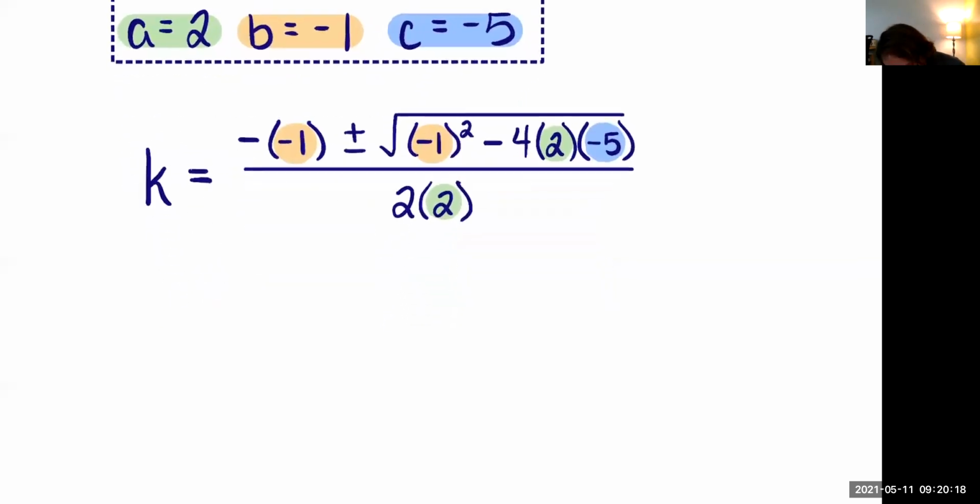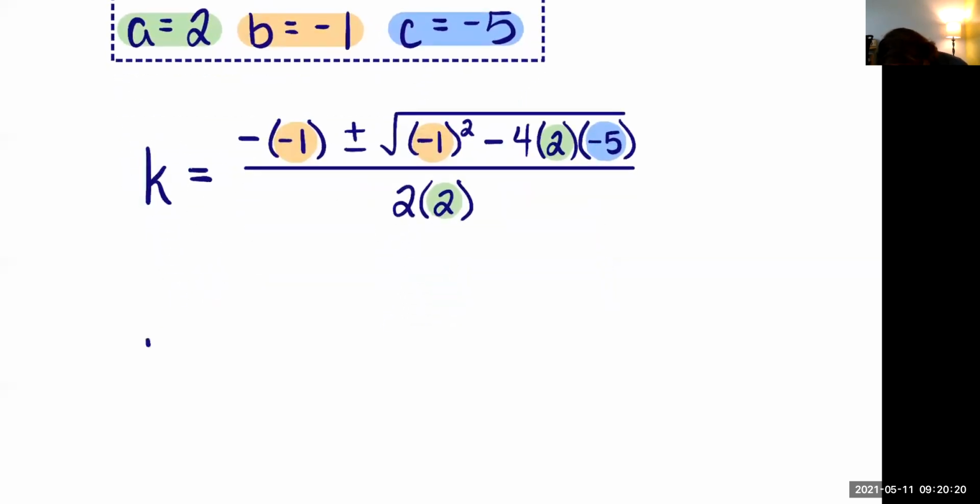So in my next step, I'm still going to have k equals, and I'm going to start here at the top. -1. What's that going to become? +1. Plus or minus, we're not ready to talk about that yet, so bring it along. Square root of what's -1 squared? In other words, -1 times -1. +1.